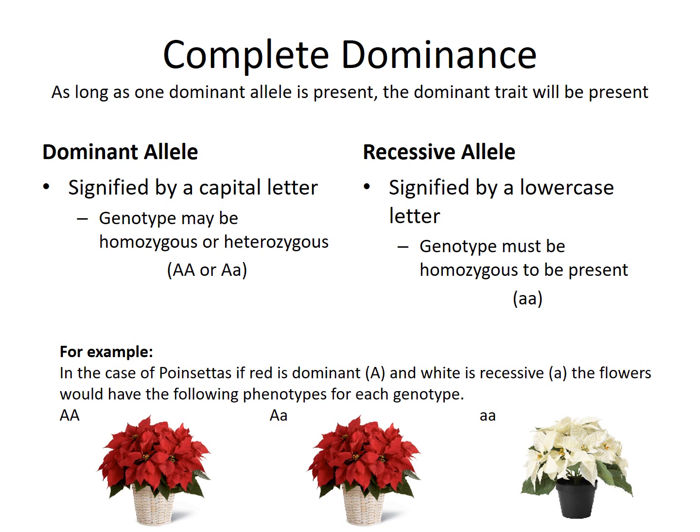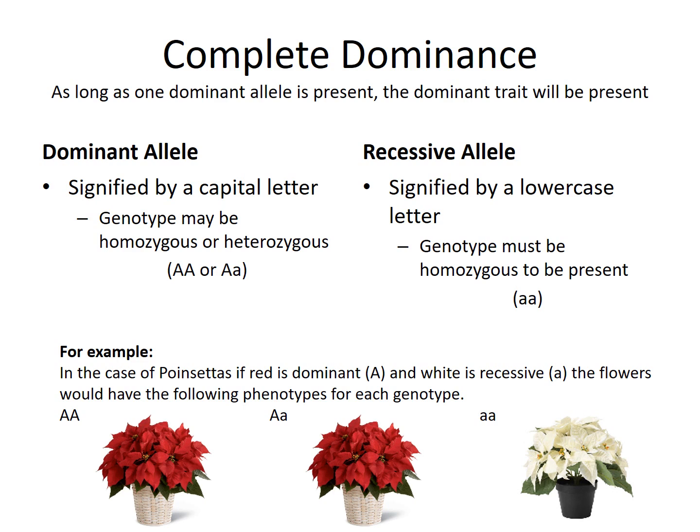The genotype can be homozygous, where the alleles are the same, for example, capital A, or heterozygous, where the alleles are different, capital A and lowercase a. In both cases, there is at least one dominant allele present.